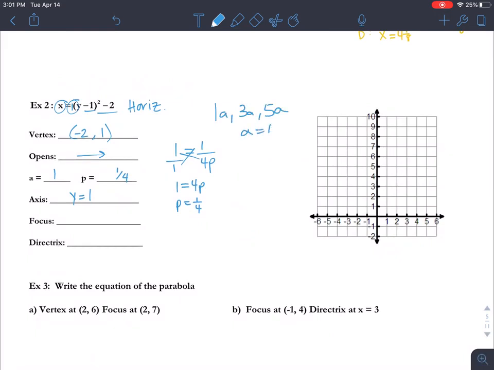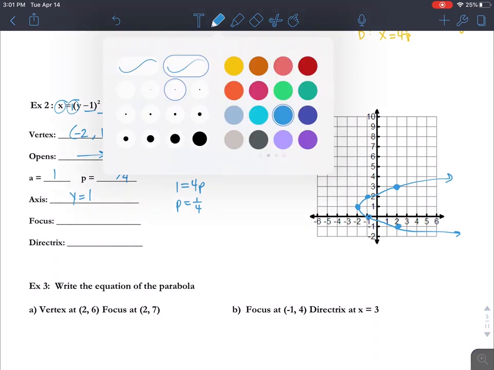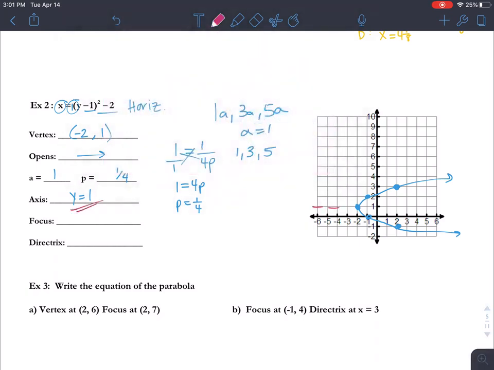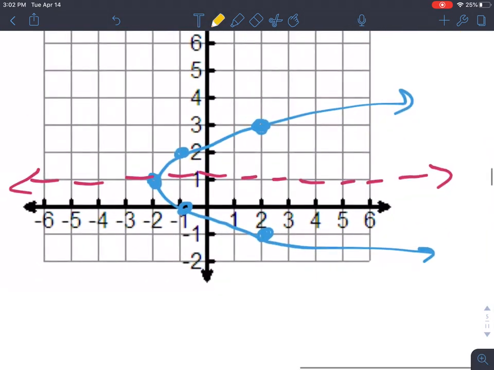1, 3, 5 here with A equal to 1, good old 1, 3, 5. So I'm at -2, 1. I'm gonna go up 1 over 1, then up 3. There we go. Drawing in my axis of symmetry, dashed line with arrows on the end. And last but not least, we want to draw on that focus and directrix.